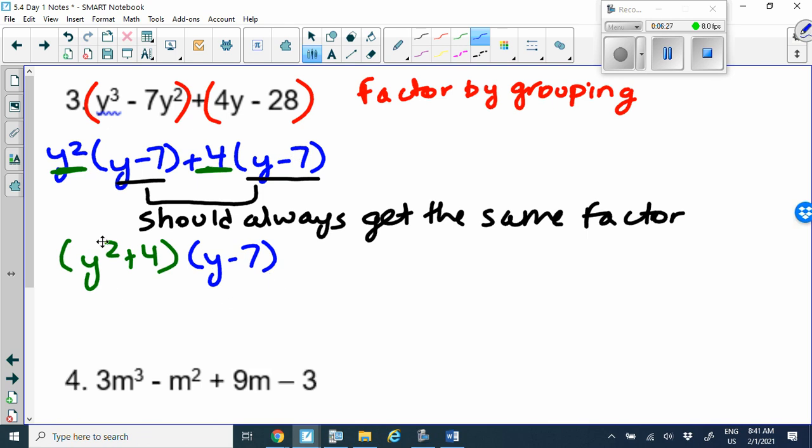Okay, now from here, we want to see, can we factor any more? So the y squared plus 4. Now, this is a binomial. Our a and c values are perfect squares, but notice this is a plus instead of a minus. So this is not a difference of squares, and we really can't factor this anymore. What about the y minus 7? Well, that is a linear expression, and once again, we can't factor that, okay? So basically, our final factorization here is y squared plus 4, y minus 7.